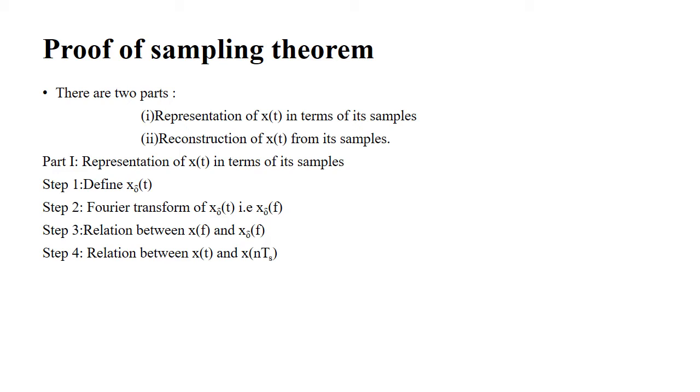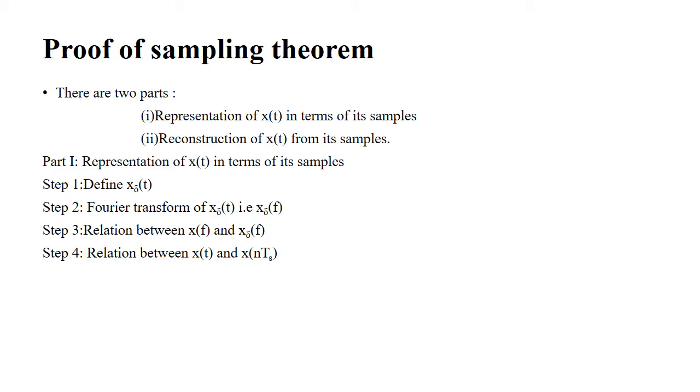Next, proof of the sampling theorem. There are two parts of the sampling theorem. They are representation of x(t) in terms of its samples, and reconstruction of x(t) from its samples. First we are going to see the first part, that is representation of x(t) in terms of its samples. In this part there are 4 steps we have to follow.